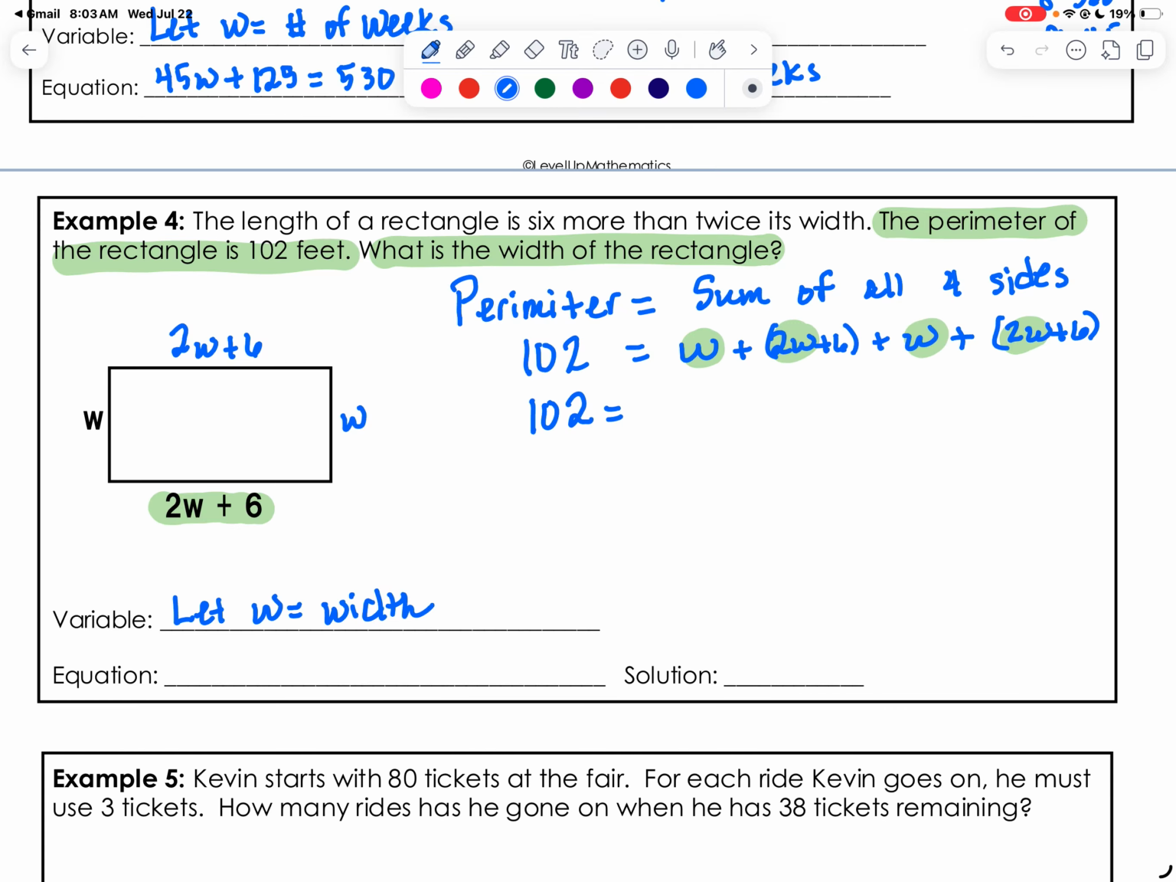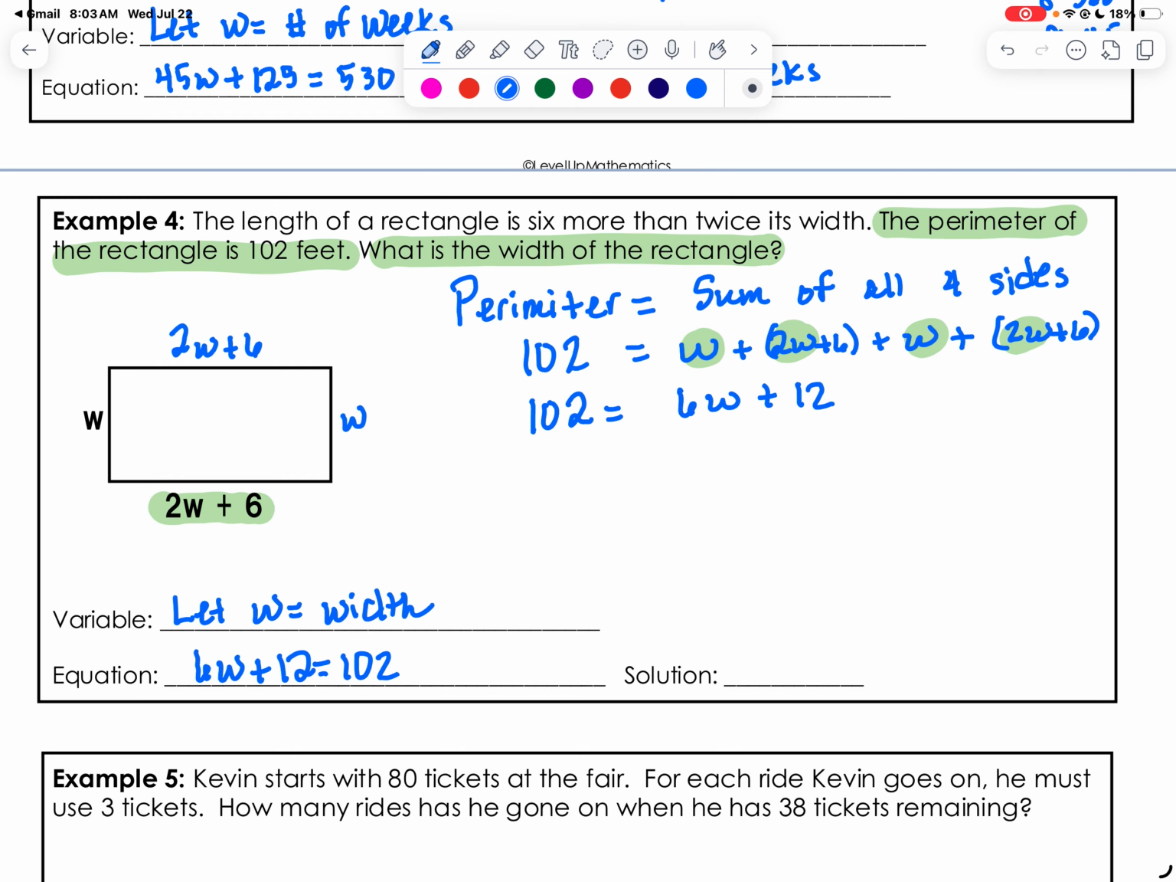So this would be 1W plus 2W would be 3W, plus 1W would be 4W. 4W plus 2W is 6W. And then 6 plus 6 is 12. So when I write my equation down, remember I said, and this is a kind of a quirk for me, I like the variable to come first. So I'm going to put 6W plus 12 equals 102.